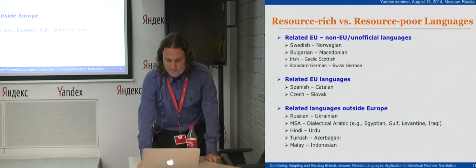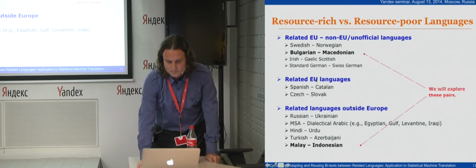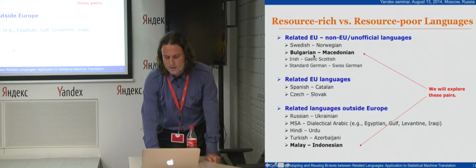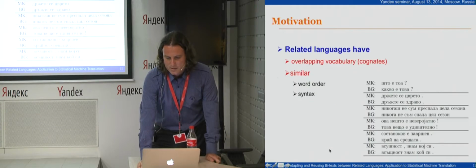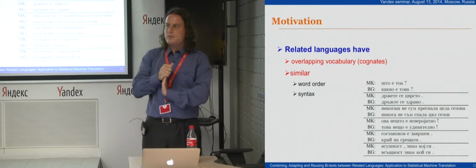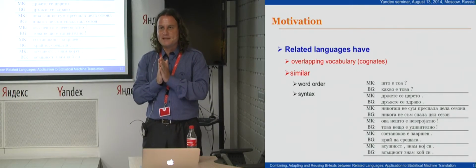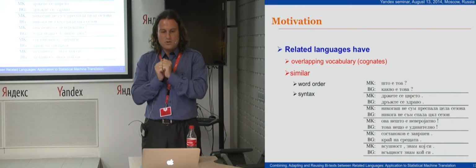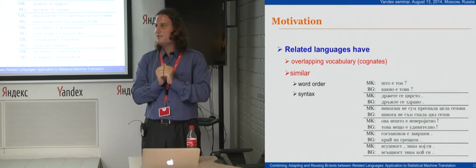And yeah, so here are different kinds of examples of related languages. I'm going to show you some examples between Bulgarian, Macedonian, Malay, Indonesian, and some others. So why would this work? Well, it's because related languages have some overlapping vocabulary. They have cognates, similar word order, and similar syntax.